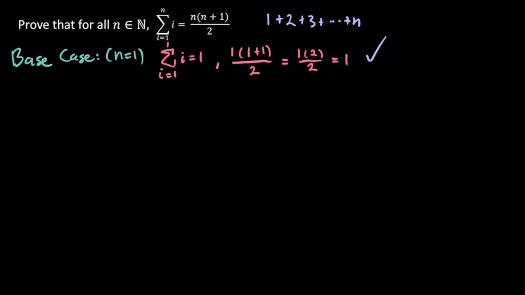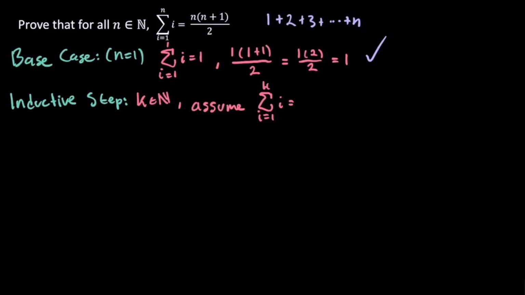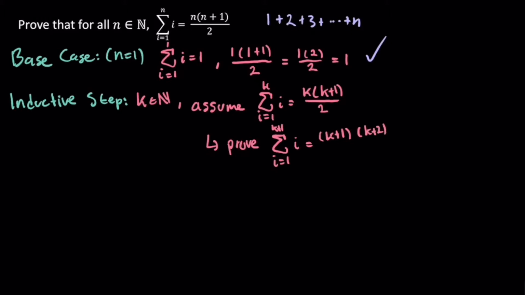Moving on, we go to the inductive step. And like always, we pick an arbitrary k, where k is a natural number, and we're going to assume that the sum from i equals 1 to k is equal to k times k plus 1 over 2, and we wish to prove our inductive conclusion, which is that the sum from i equals 1 to k plus 1 is equal to k plus 1 times k plus 2 over 2.